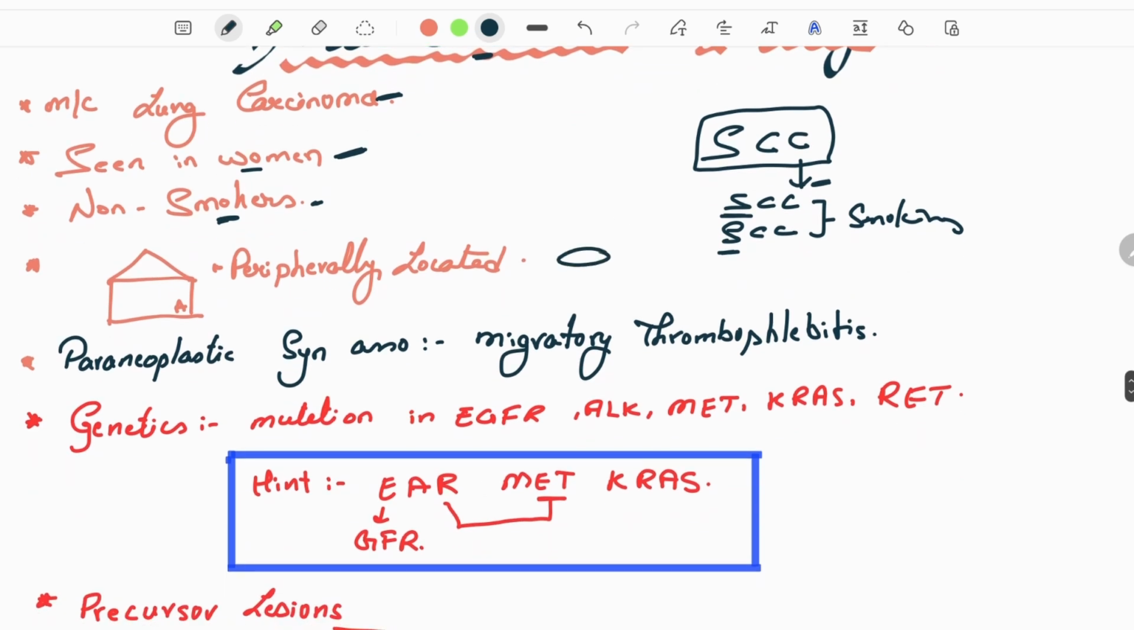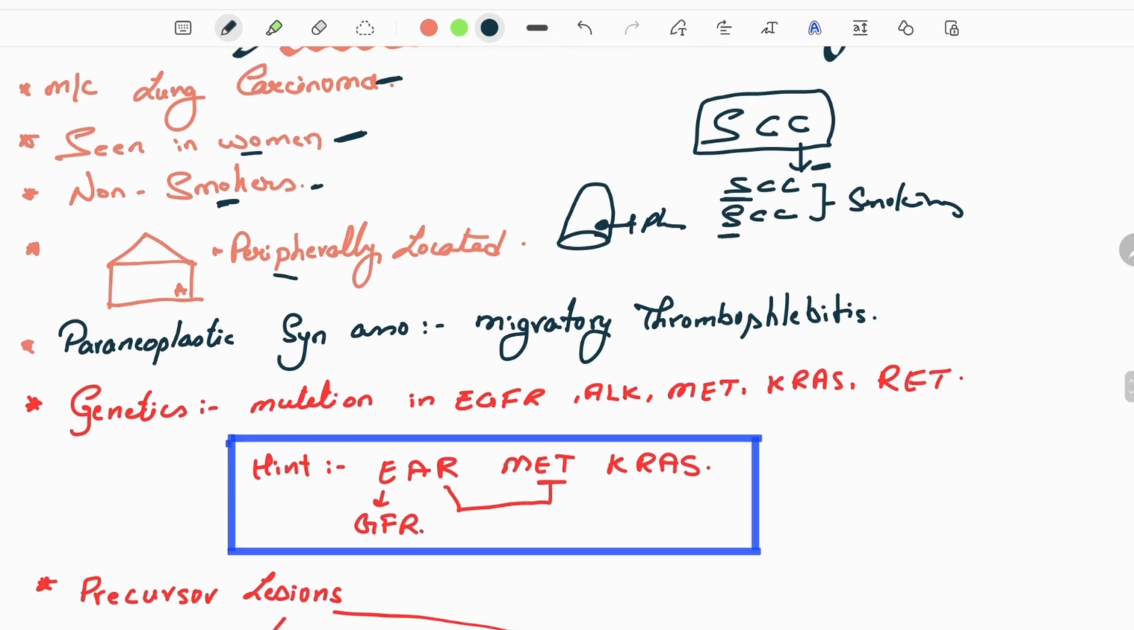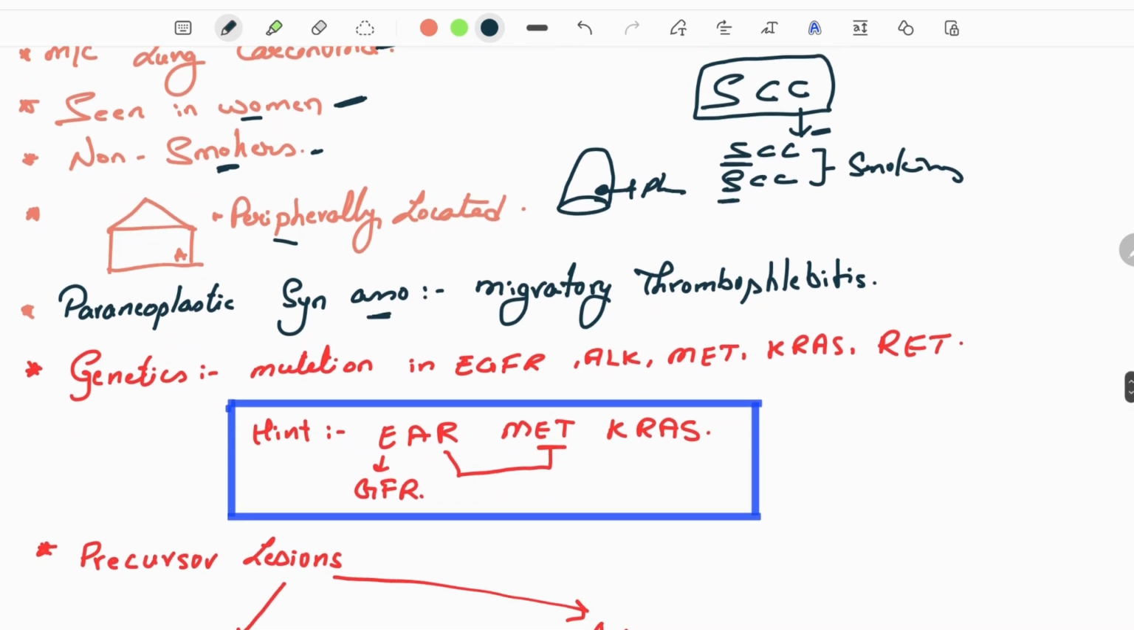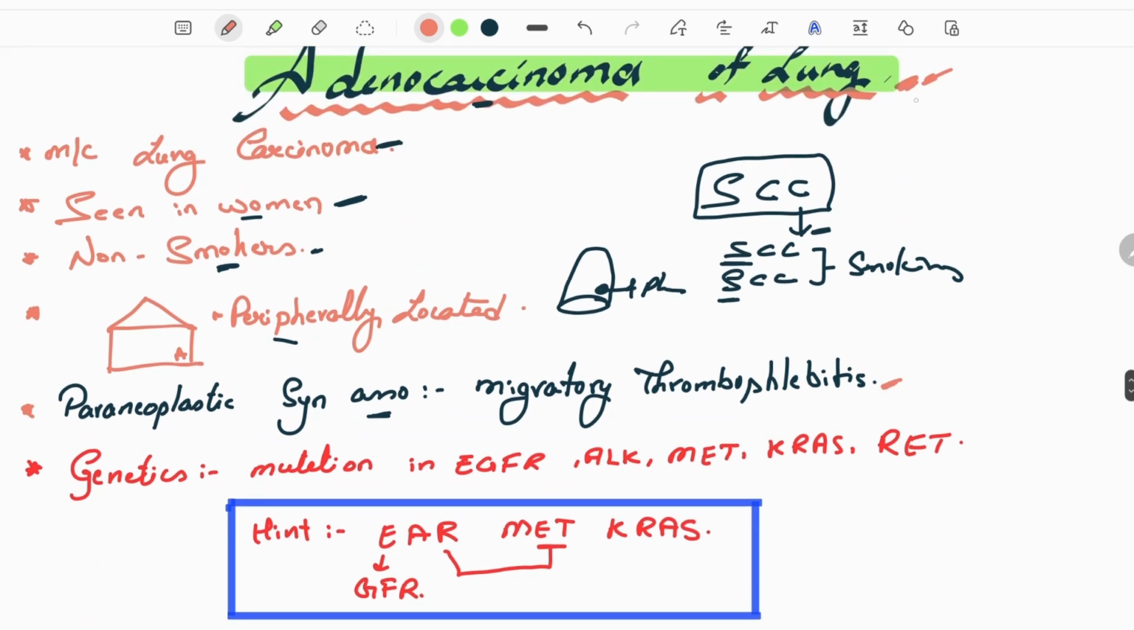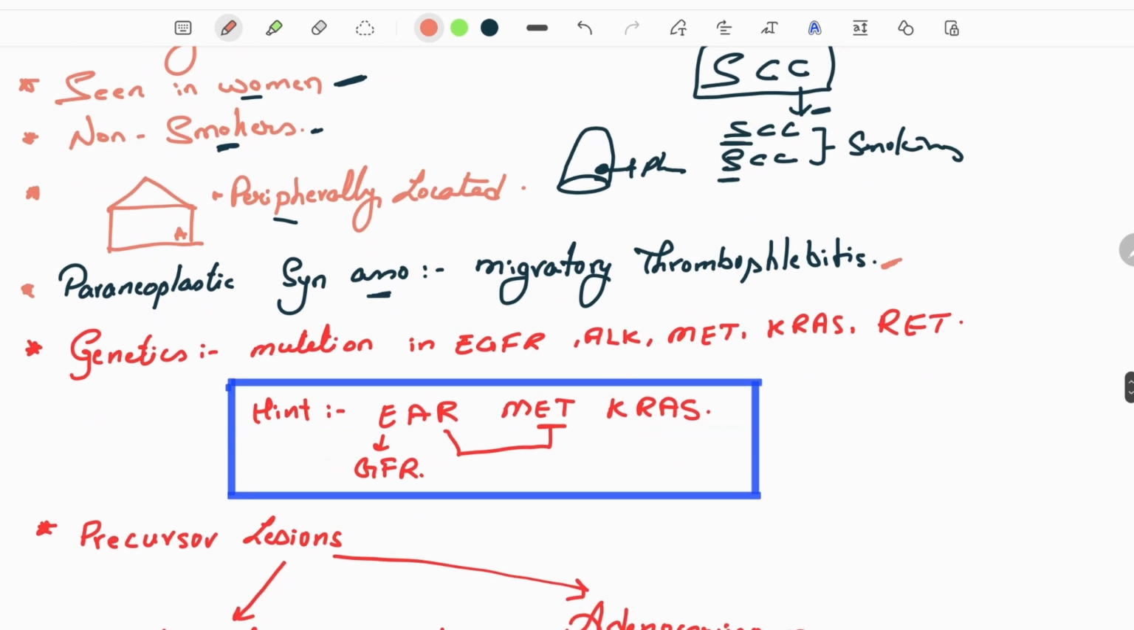Adenocarcinoma of the lung is mostly present in the periphery of the lung, so it is peripherally located. The paraneoplastic association is migratory thrombophlebitis, seen in adenocarcinoma of the lung. And the genetics: in squamous cell carcinoma, the genes affected are chromosome 3p, 9p and 17p, and also the RB gene and P53 gene. Whereas in adenocarcinoma, the EGFR gene, ALK gene, MET gene, KRAS and RET genes are affected.